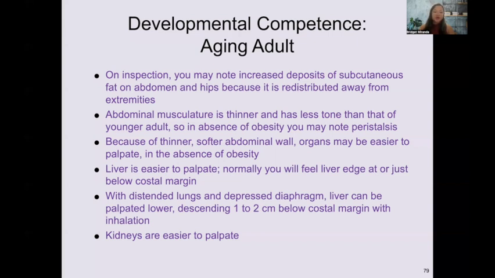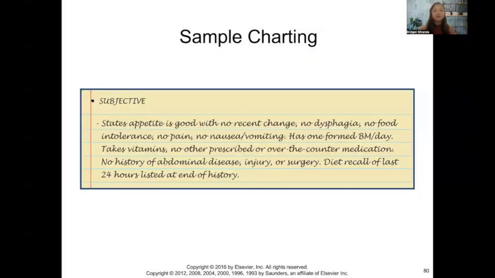And note that with distended lungs in an older adult, when the diaphragm is depressed a little bit more, that liver can be palpated a little bit lower than you would expect in a middle-aged adult. Let's move on to the subjective charting for this week.